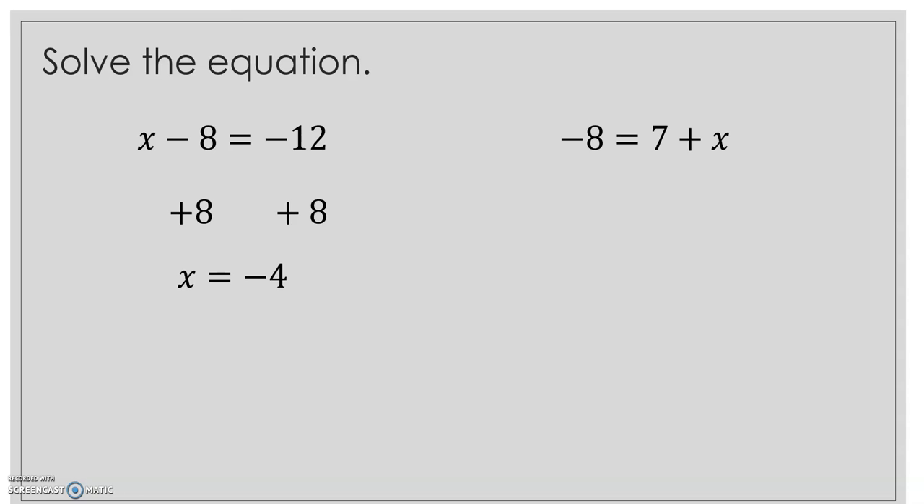-8 equals 7 plus x. With the variable, we have a plus 7. We're going to get rid of that plus 7 by subtracting 7 from both sides. -8 minus 7 is -15. 7 minus 7 is 0. -15 equals x. We write it with the variable first. x equals -15.